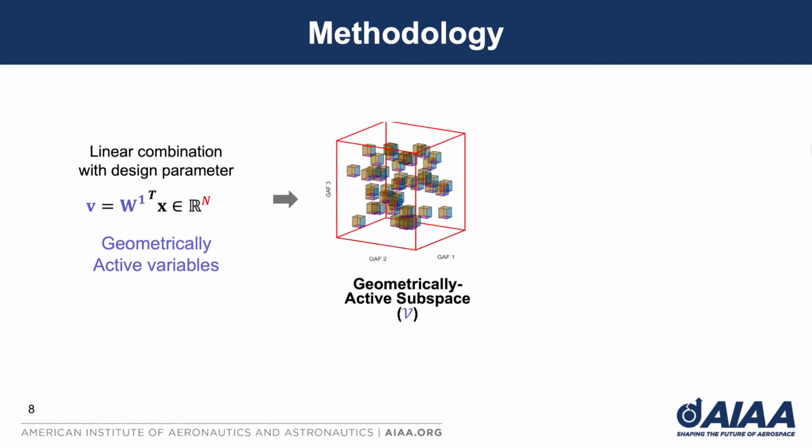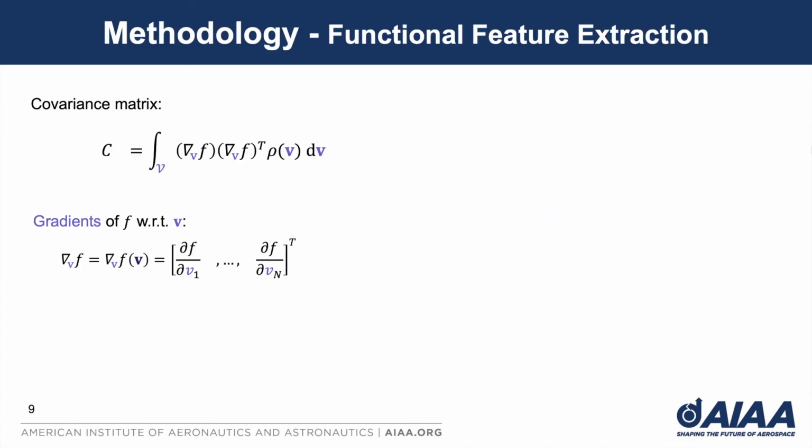Once this subspace is extracted, the next step is to extract the functional features of this subspace which retain maximum variability. The extraction of functional features follows a similar process. In this case, the covariance matrix is composed of the gradients of the function f with respect to the geometrically active variables.